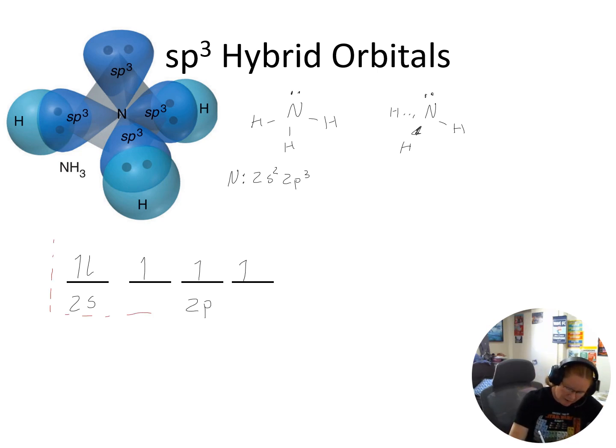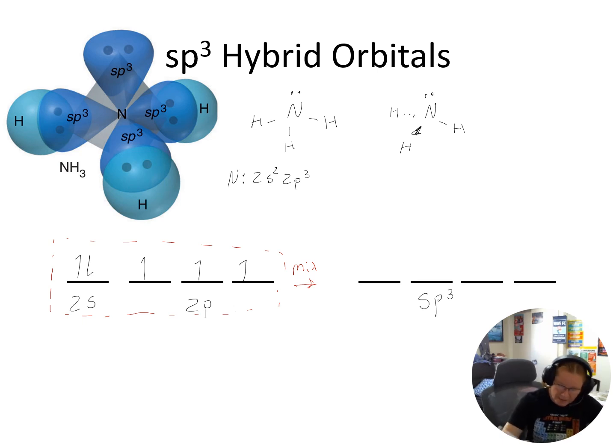So let's go ahead and grab everything we need for mixing. Okay. And we're still going to have sp3 hybrid orbitals. There's still 4 of them. Now, there's 5 valence electrons that I have to account for. So we're going to do the same thing. We're going to put single electrons in each, and then we'll go back and pair up as necessary. 1, 2, 3, 4, 5.